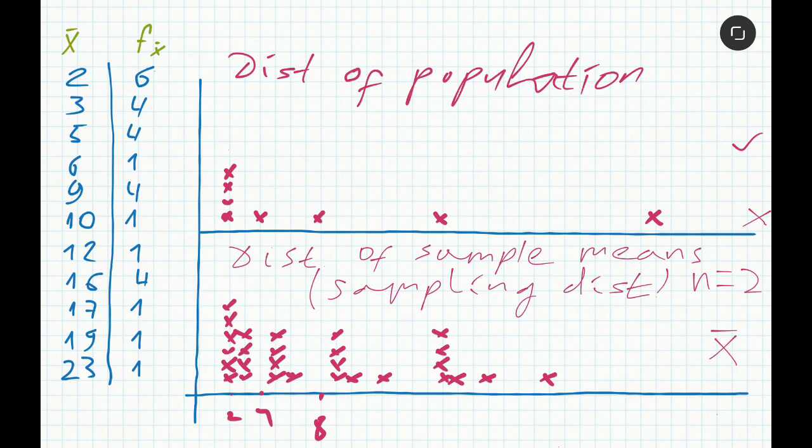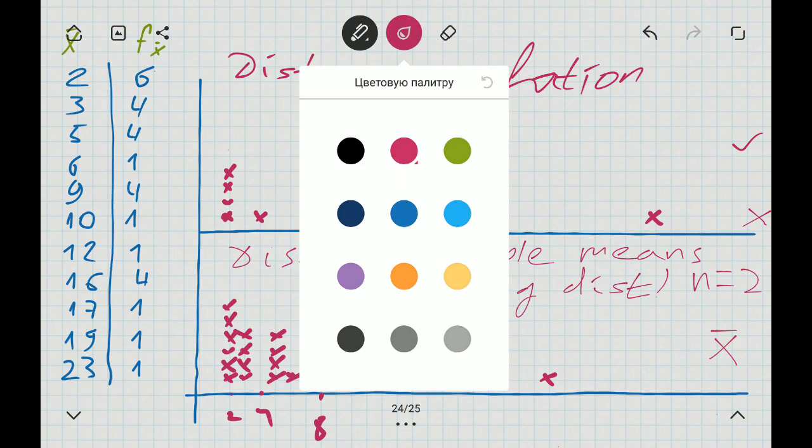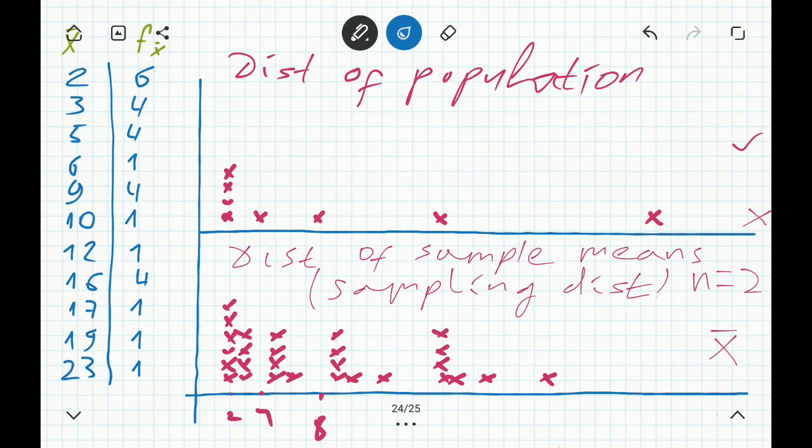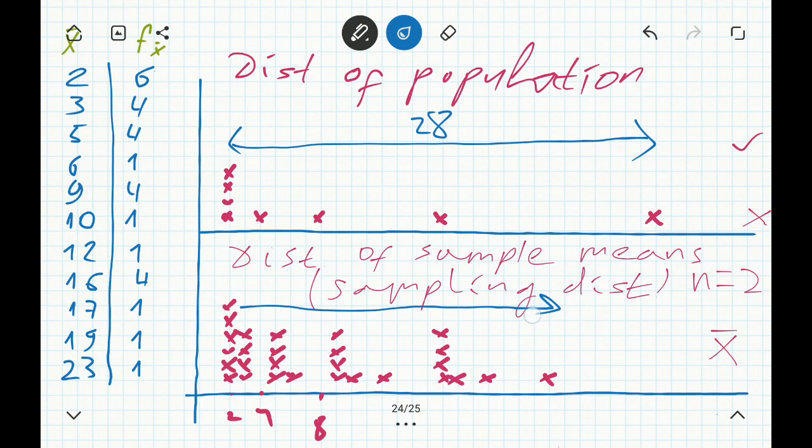Okay, so we can notice a couple of things. First, the sampling distribution is more condensed than the distribution of the population itself. The range is smaller. For the population it's this one, and it's 30 minus 2, which is 28, and for the sampling distribution it's this one, and it's 23 minus 2, which is 21. It's smaller.